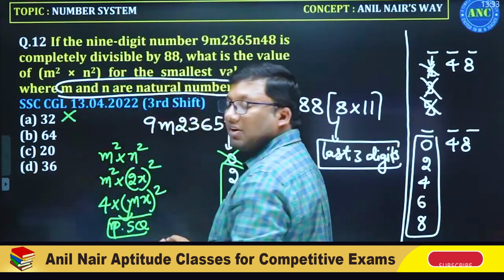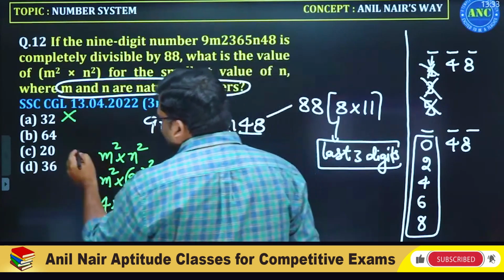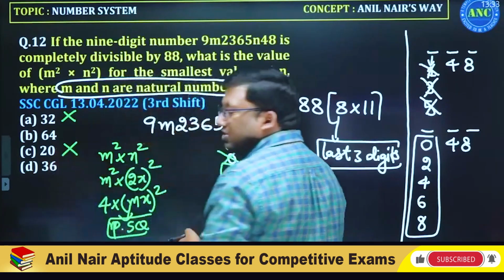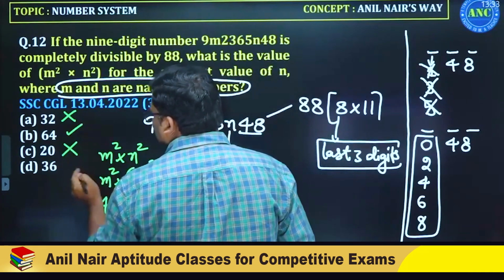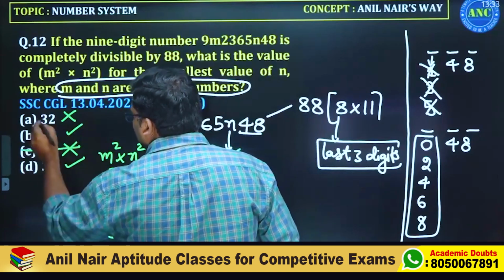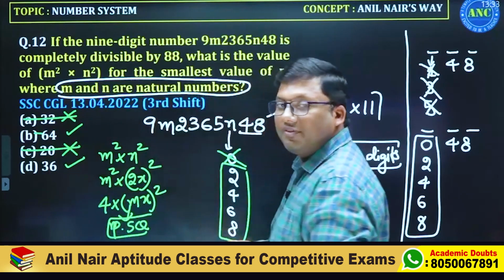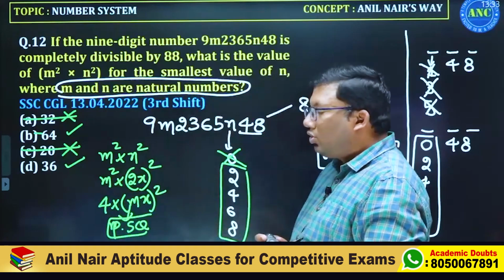8 is not a perfect square. 20 is 4 into 5. 5 is not a perfect square. 4 into 16, yes. 4 into 9, yes. Just by knowing the values of n, I eliminated 2 answer options.